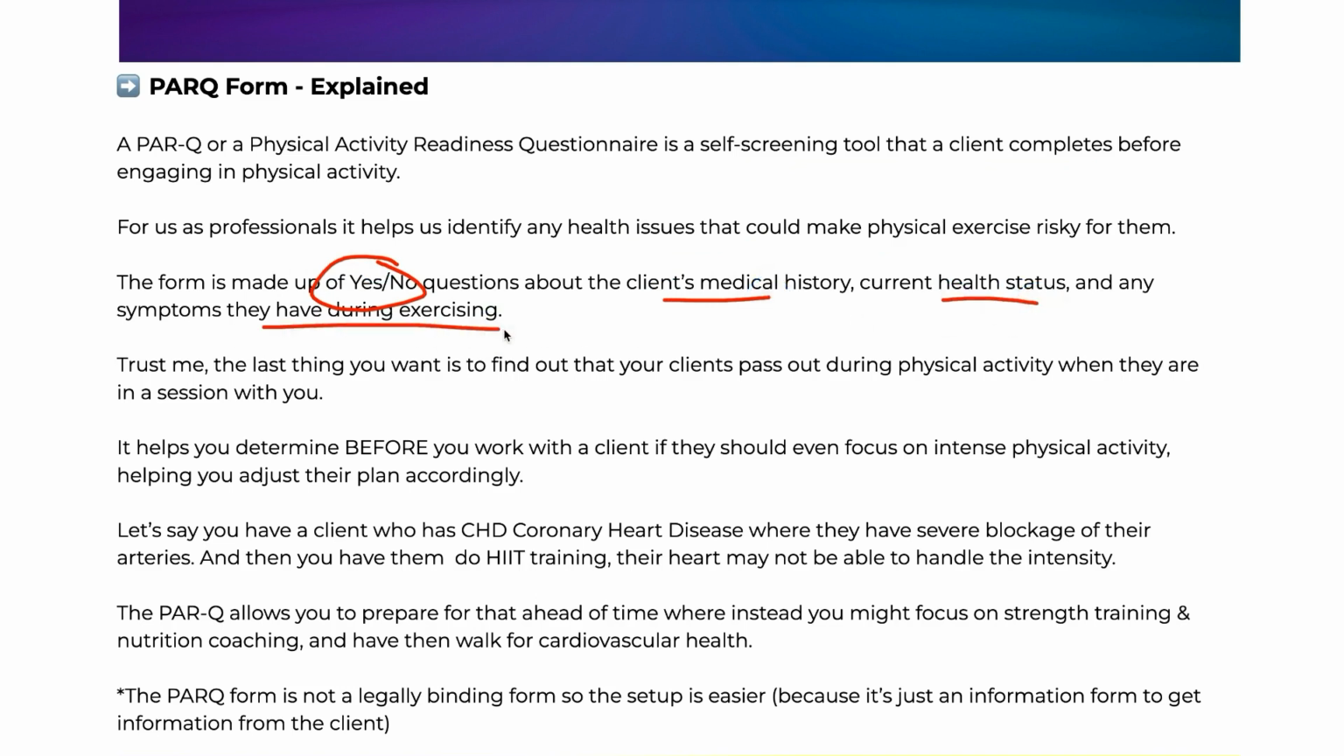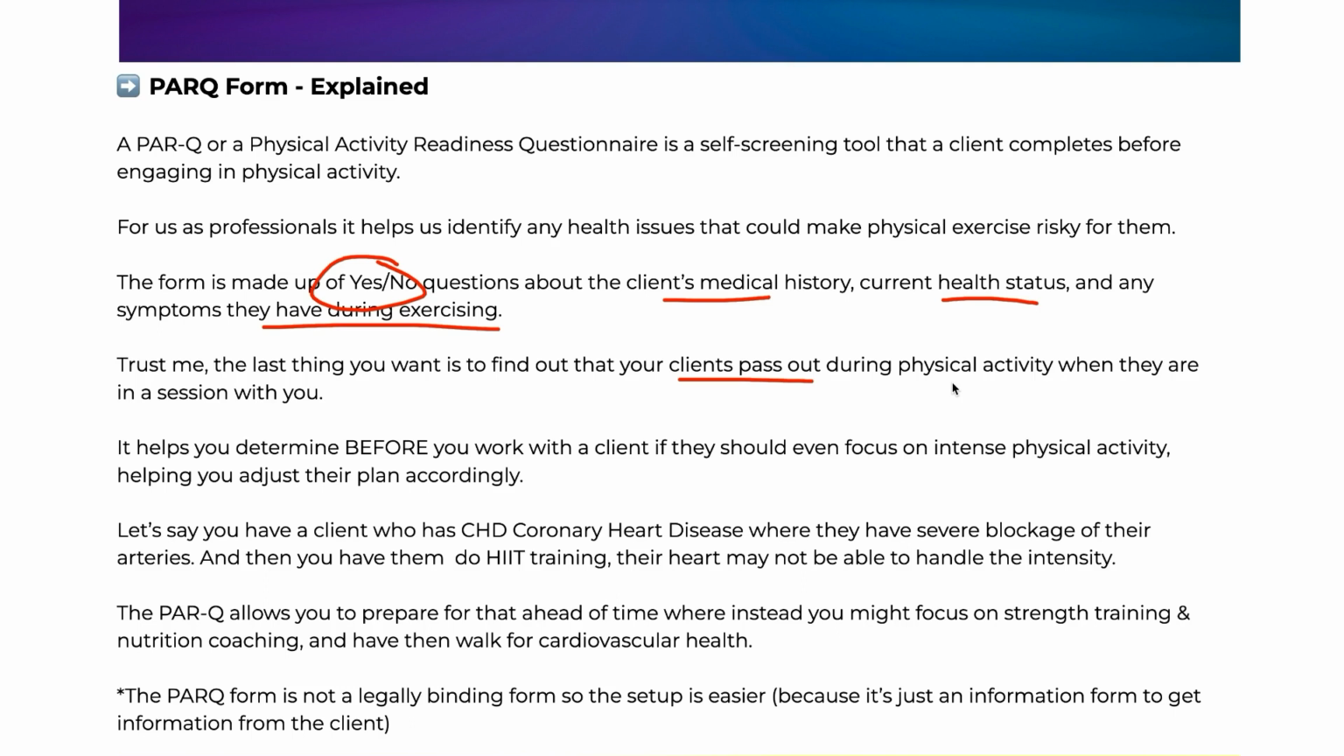And the last thing that you want, trust us on this because we've been in the industry for a long time and we've done this many times, is to find out that your client passed out during a physical activity when they were in a session with you. It's honestly one of the worst things that can ever happen, because when they're in a session with you, they're trusting you. You are taking care of them throughout that process. And so it feels like an abandonment or a loss of trust, like you violated the trust that was built when you didn't take care of them.